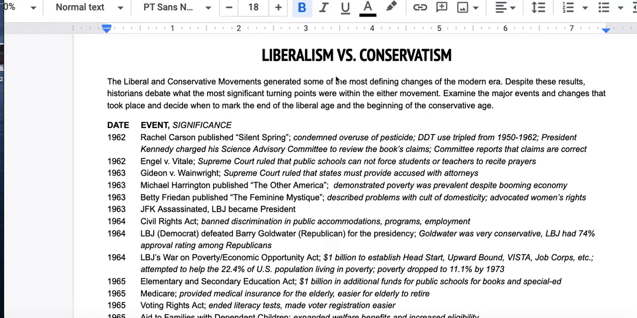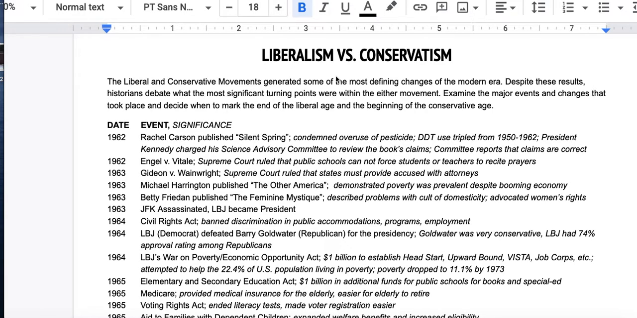Support a progressive tax system, meaning change the tax system so it's more fair, okay? Modern day liberals are pro-union. They want to strengthen social safety nets, like Social Security, Medicare, Medicaid. Modern day liberals want to take action on climate change. Modern examples are Barack Obama, Elizabeth Warren, and Bernie Sanders, modern day liberals.